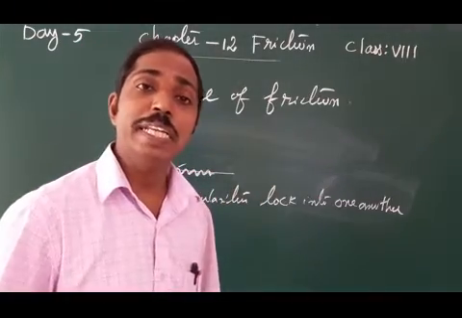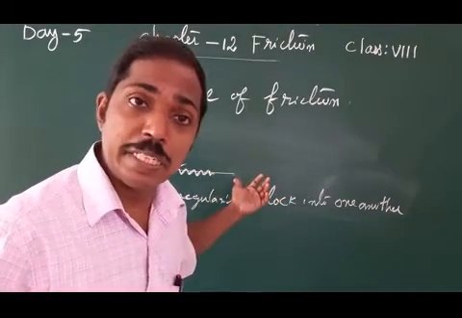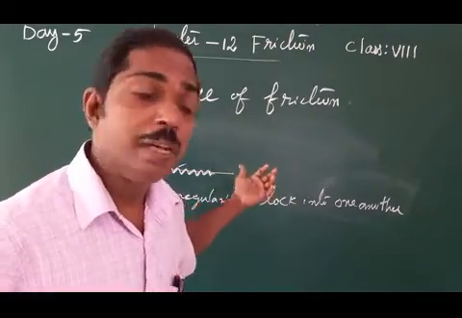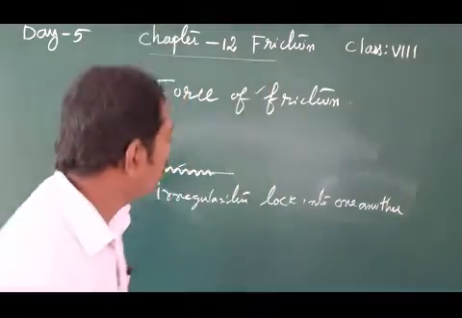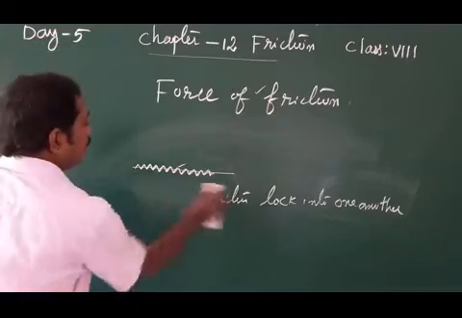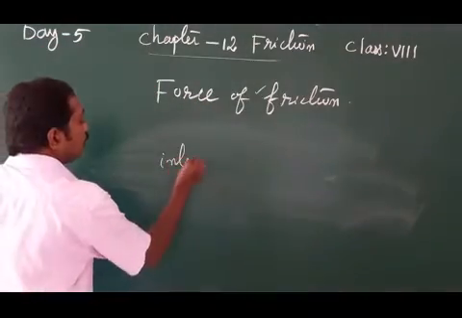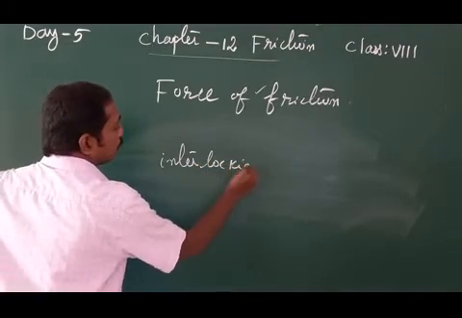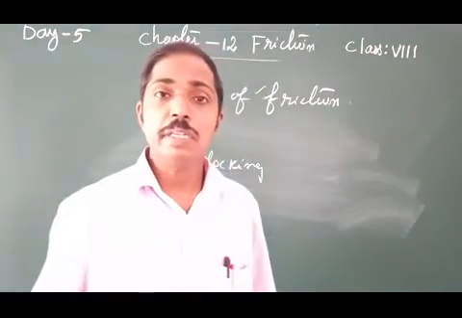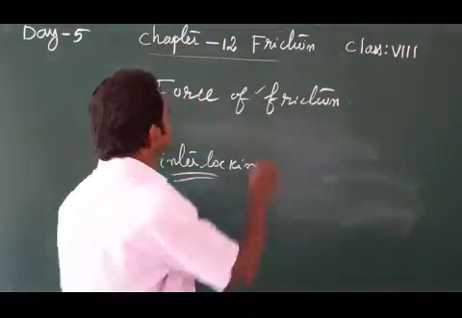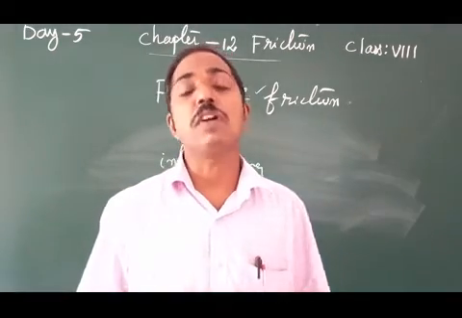That we call interlocking. So interlocking of irregularities between two surfaces in contact causes the force of friction. When irregularities lock into one another, we say interlocking. This interlocking between two surfaces in contact causes friction. So this is the reason for friction.